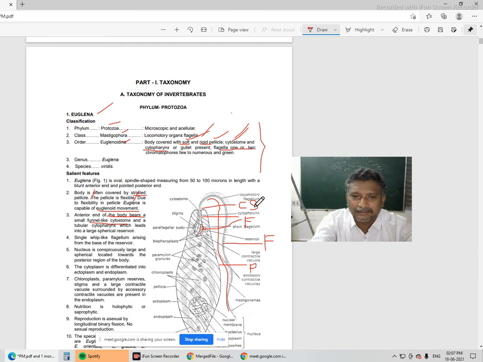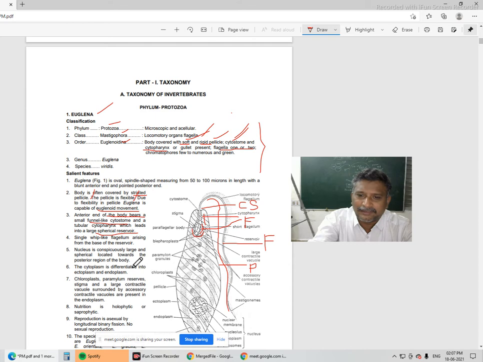The anterior body will have a small funnel-like cytostome, and a tubular structure from here to here called the tubular cytopharynx, which leads into a large spherical reservoir. I think here is the reservoir. Now a single whip-like flagellum arises from the base of the reservoir, an elongated flagellum. Not one, though. You remember that there are two flagella here. One is a very short flagellum, another is a very long flagellum.